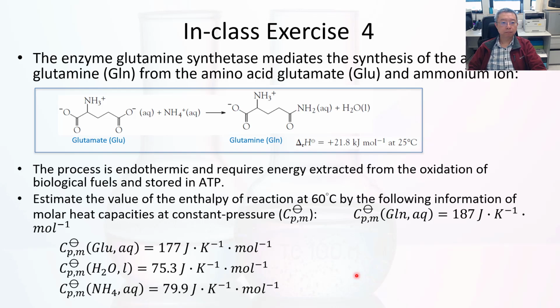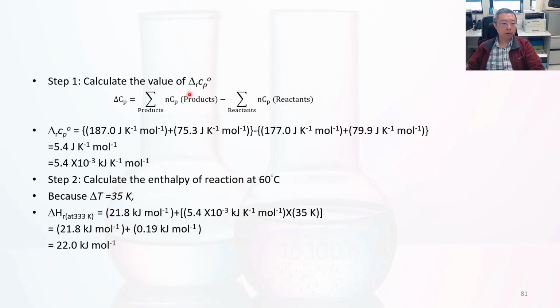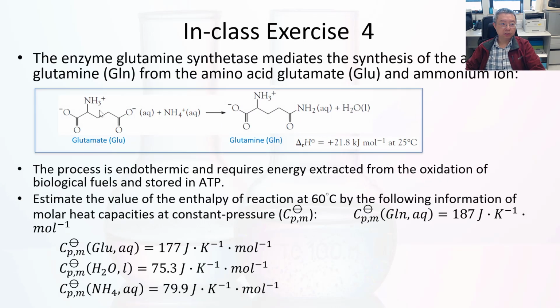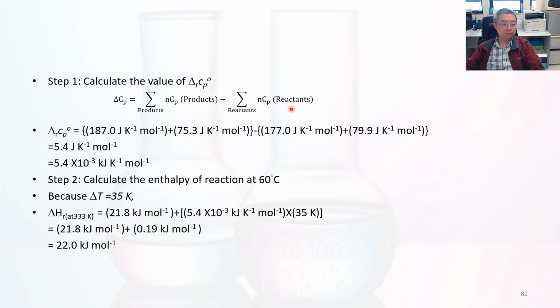Okay, all right, so let's check our answers. Step 1, we calculate delta R of Cp, which is equal to this number, the product minus the reactant. We put all the numbers in there, because all the stoichiometric ratios are 1, so you can see over here it is 1, 1, 1, 1. So you can directly add them. The product minus the reactant, I'm getting these numbers, so delta Cp is equal to this.